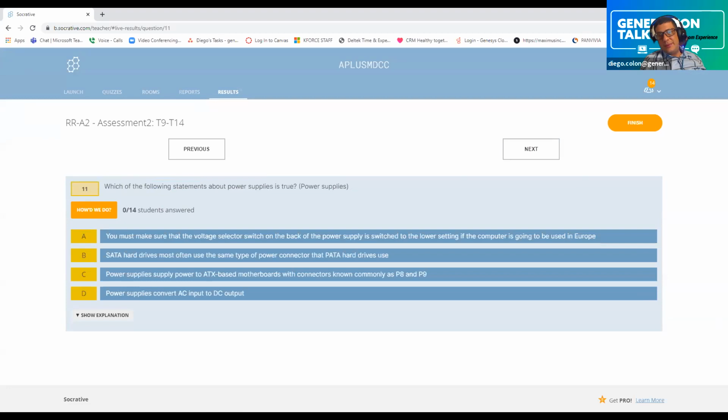Next one. Freelies, Alfredis, please. Which of the following statements about power supplies is true? I chose C. Oh, it's true? Hold on. It's true. Wait, no. I chose, yeah, C.